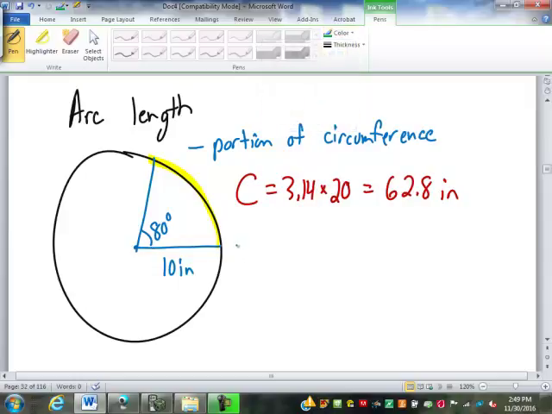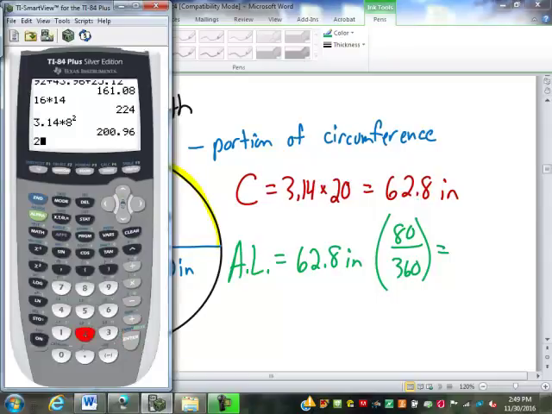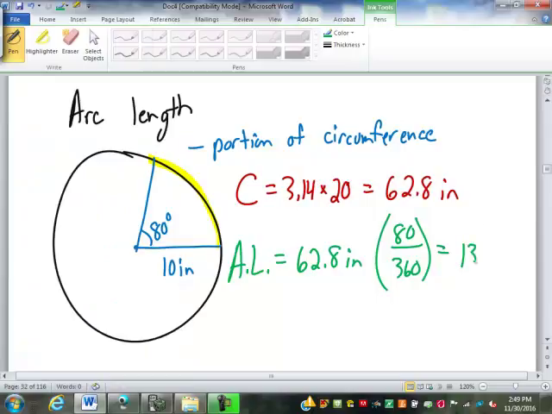So now for the arc length, I'm just going to do AL for arc length. It is the circumference again, 62.8, times that angle over 360 again. So it's the same fraction we used for a sector area. 62.8 times 80 over 360. Yeah, I know I left the zeros off, but that shouldn't affect anything. 13.96 we get. Inches is the arc length.